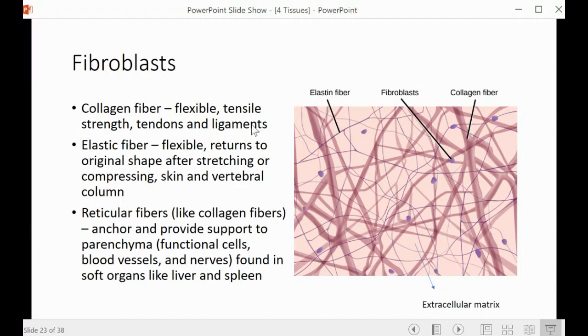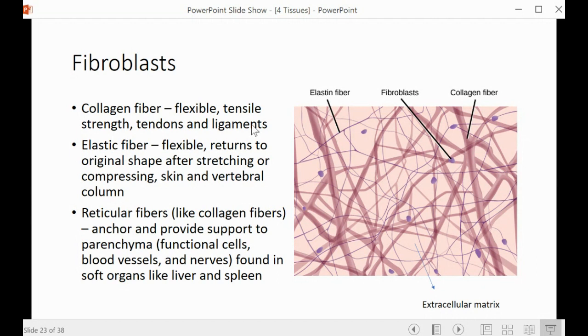Okay. Elastic fibers are also very flexible. They can return to their original shape, so we can stretch them out. This is like your underwear elastic. Stretch it out, and hopefully it can return back to your shape after stretching or compressing. So if everybody just pushes on your face real quick and then lets go, look at that, your face went back. And your skin and your vertebral column are made out of these elastic fibers.